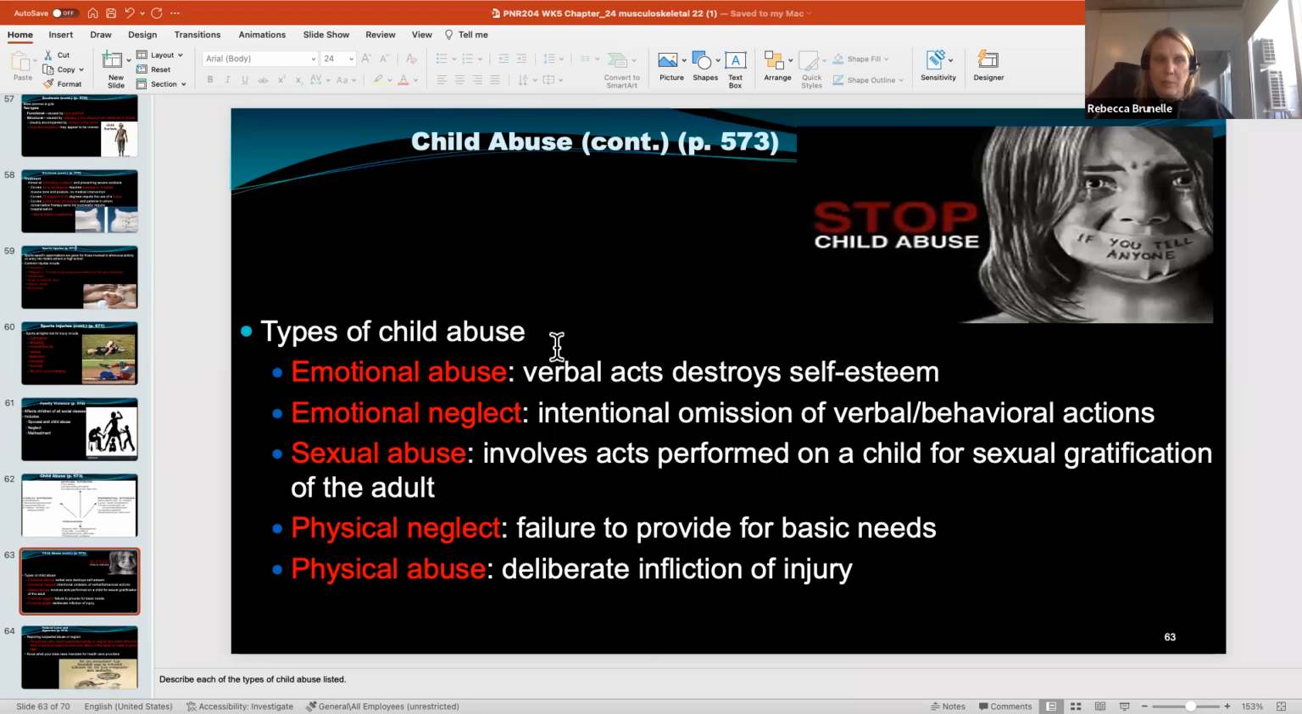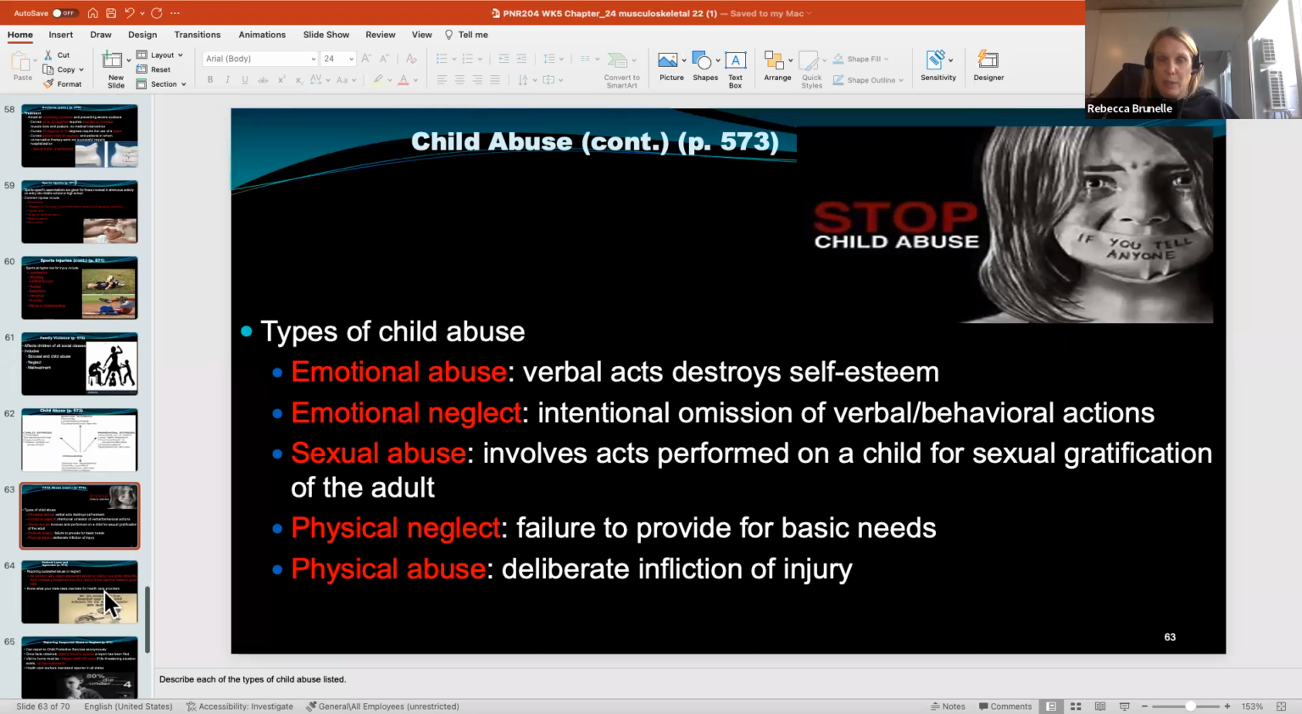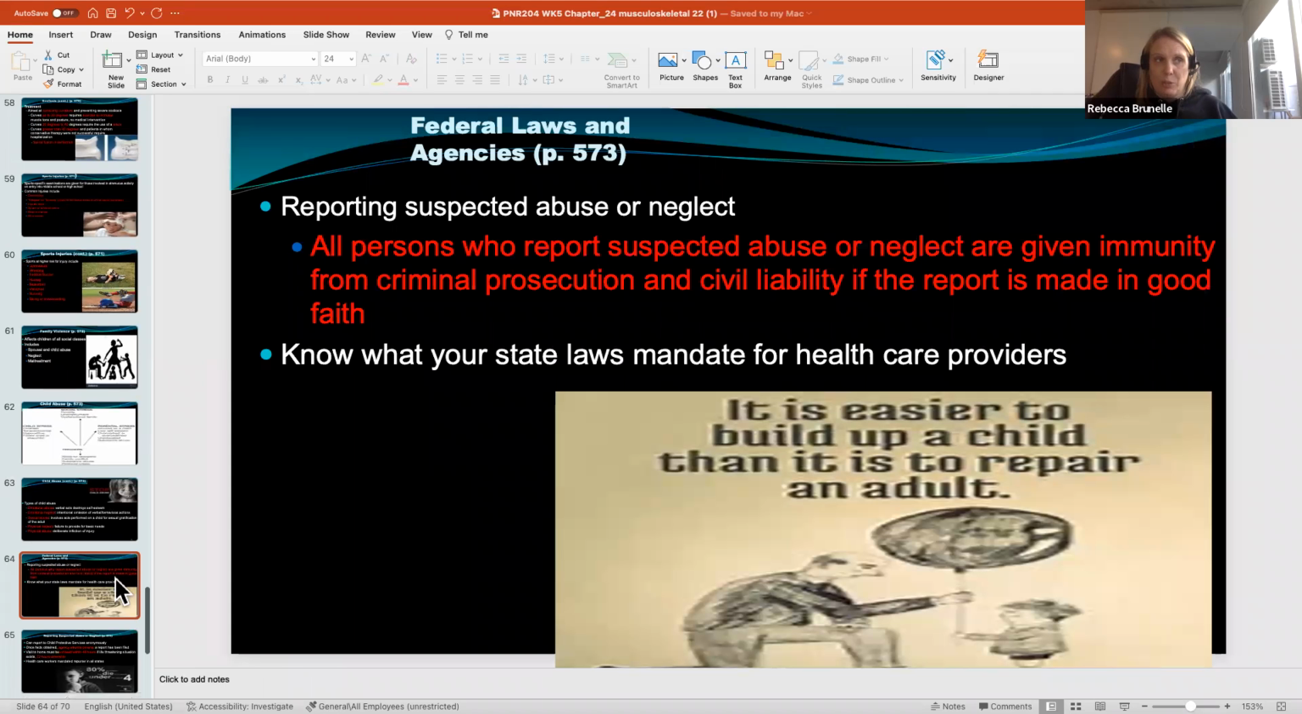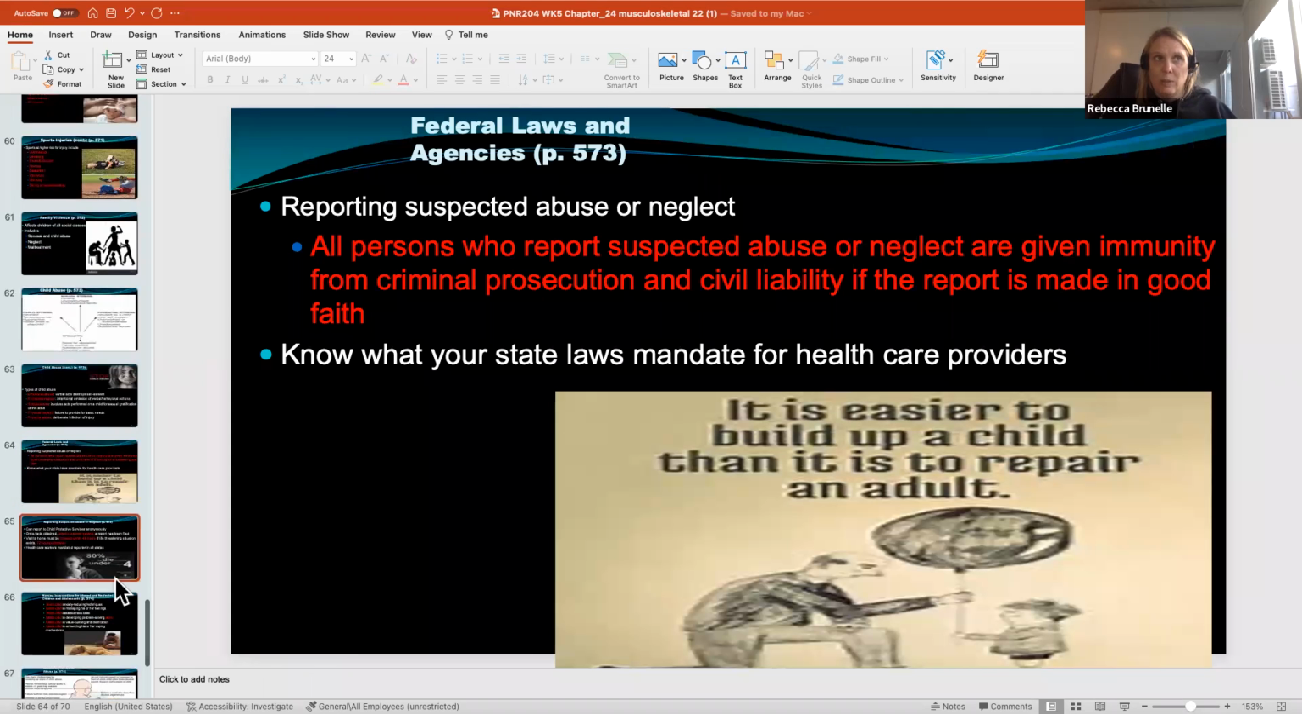Abuse can be broken down into different categories: emotional, sexual, physical, and then there's also neglect, when they're not being hurt, but they're still not getting their needs met. And you are a mandatory reporter as a nurse. So make sure you know your state laws, but all states require nurses to report suspicion of child abuse.